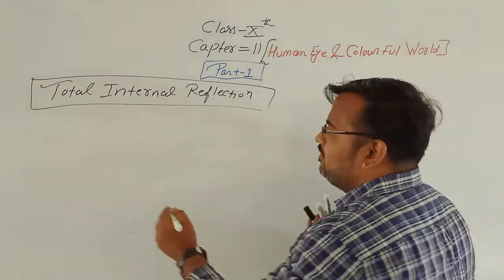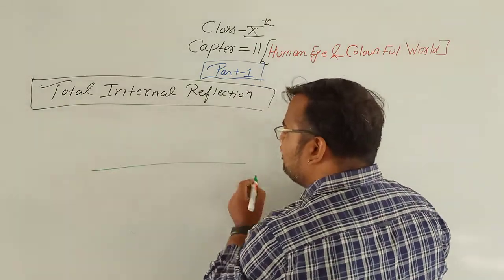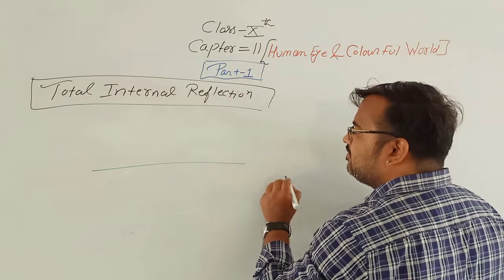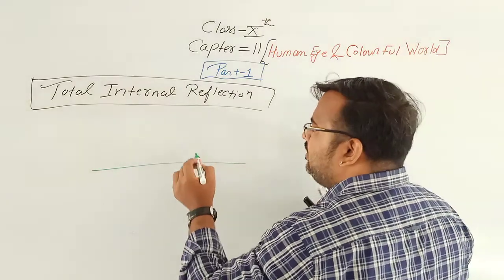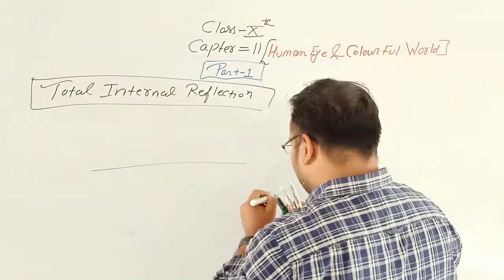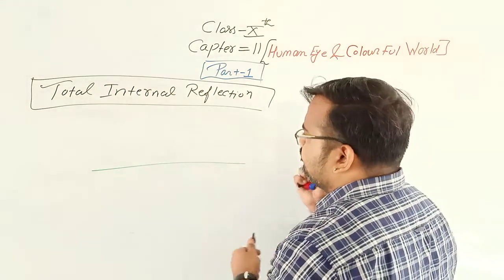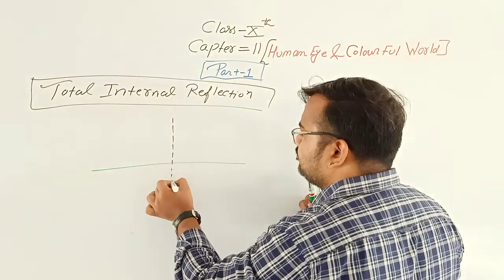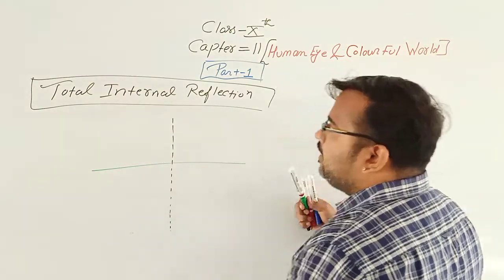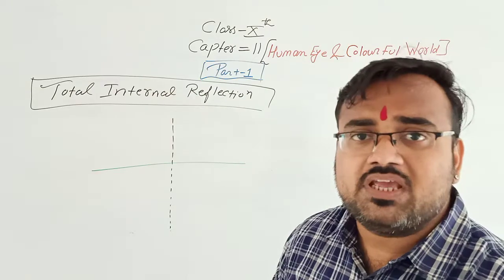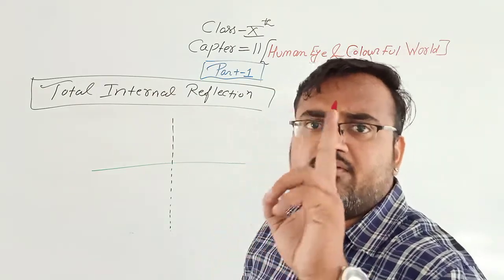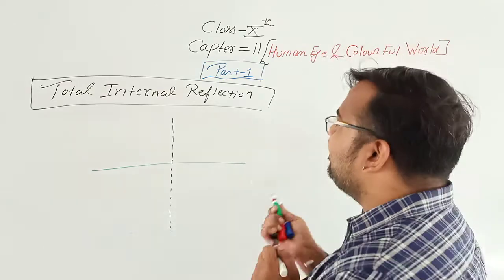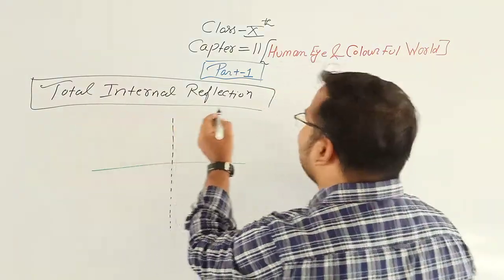For example, this is any refracting surface. Clear? Now we'll draw a normal here. For total internal reflection, two concepts should be kept in mind.